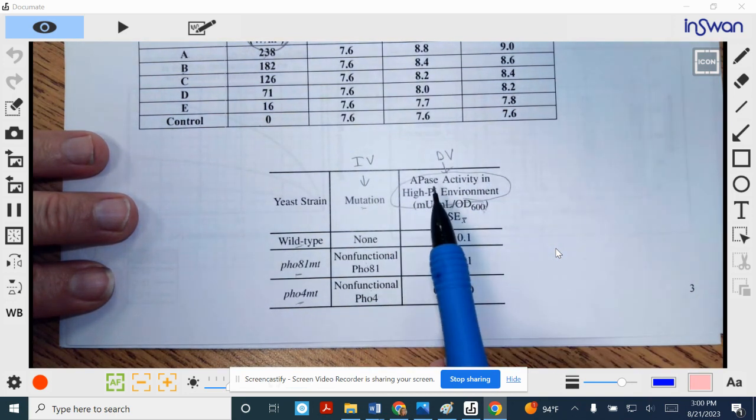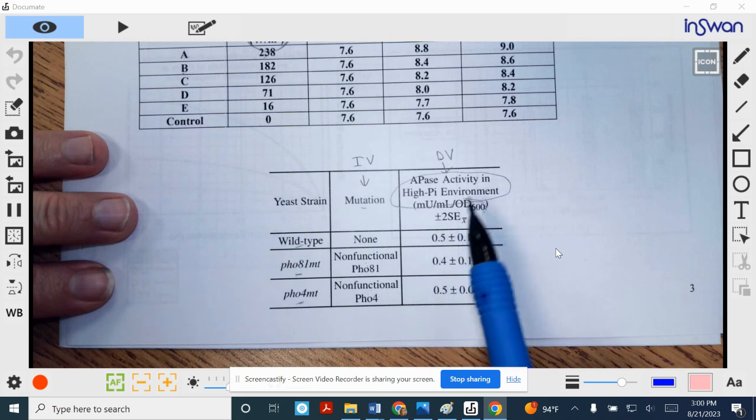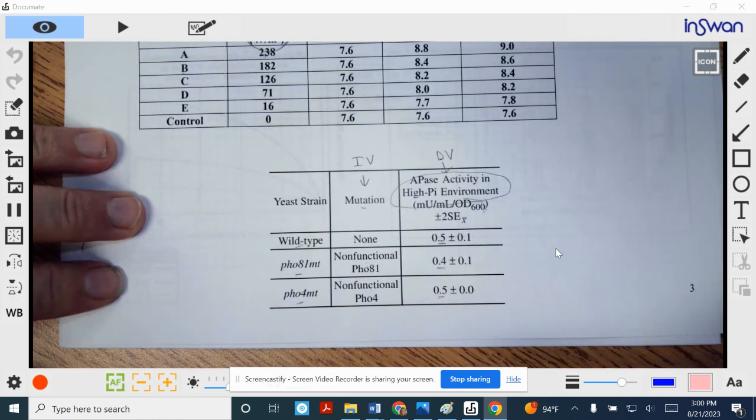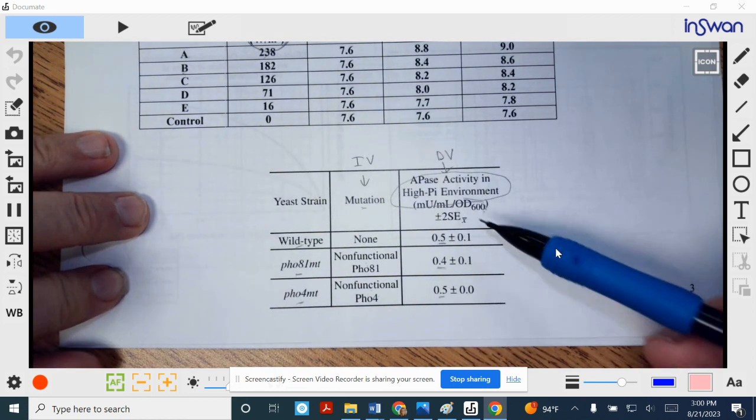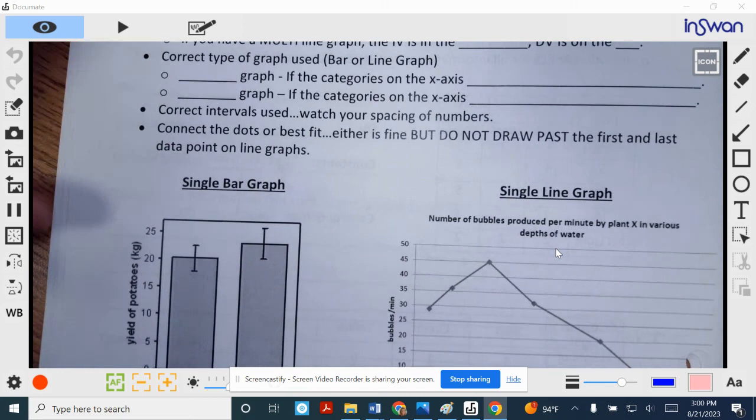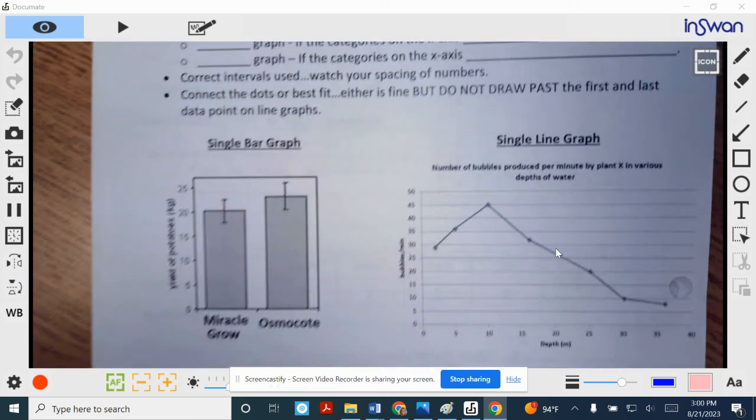Even if you have no clue what these words mean, you should be able to figure out that this is my dependent variable. These are the data points that we're going to collect and write down. So those would represent my dependent variable. All right, moving on, taking a look at graphs and how we can look at a graph and figure out what is the IV and what is the DV.